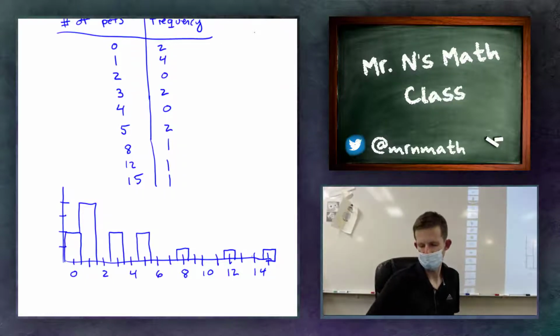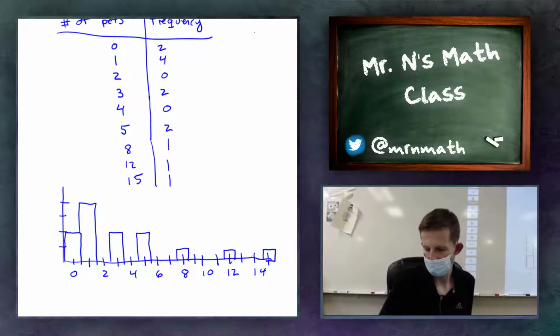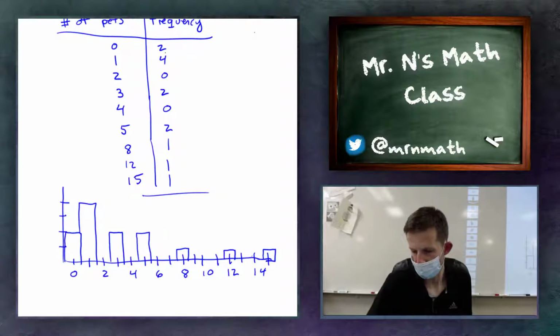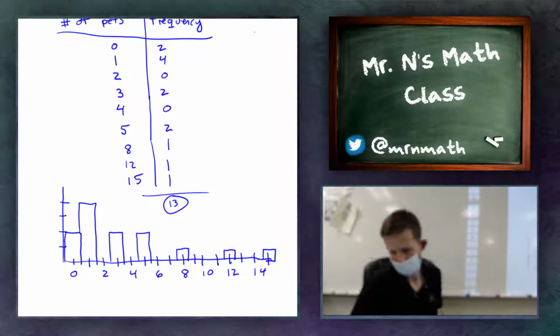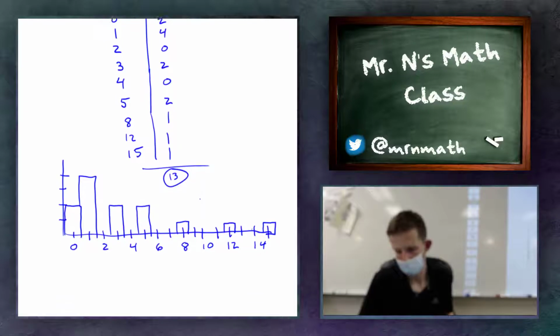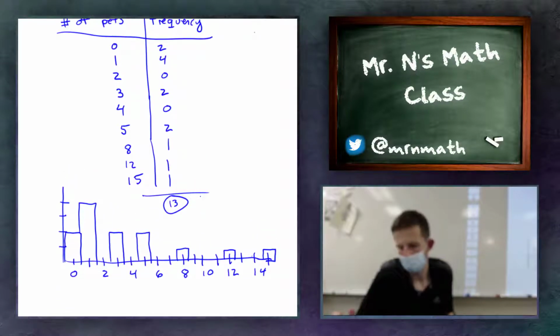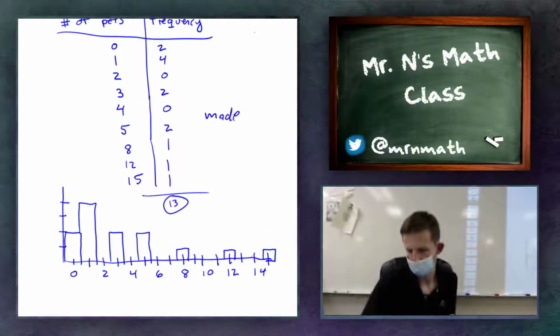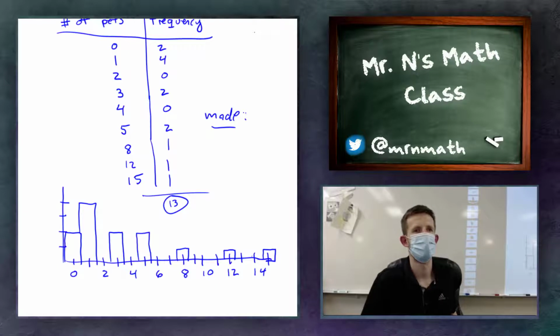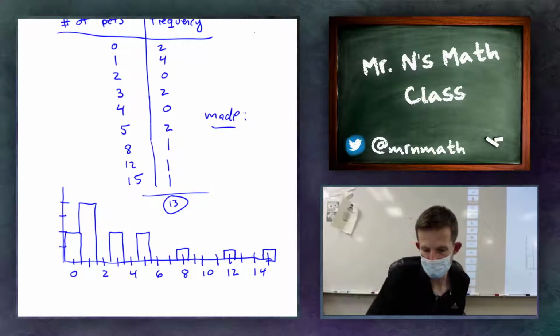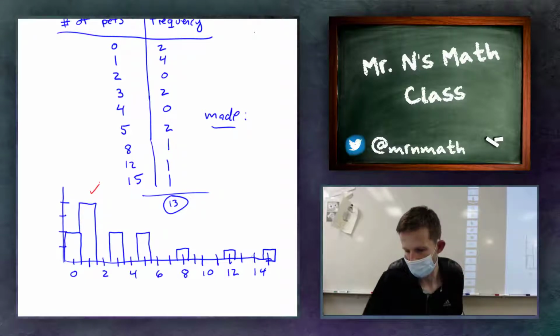So how many total people do we have here? Let's see, 8, 12, 13 total people. What's the modal number of pets for this class? 1, right? Because there's more people that have 1 pet than any other amount of pets.